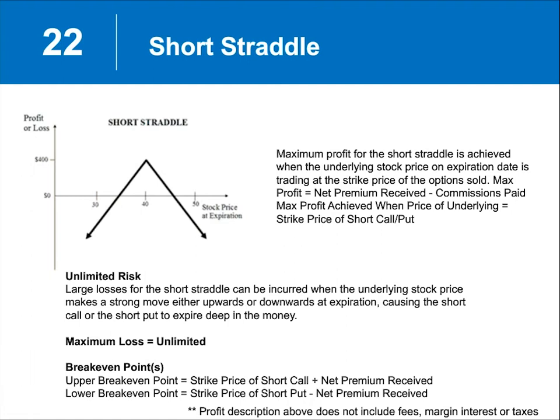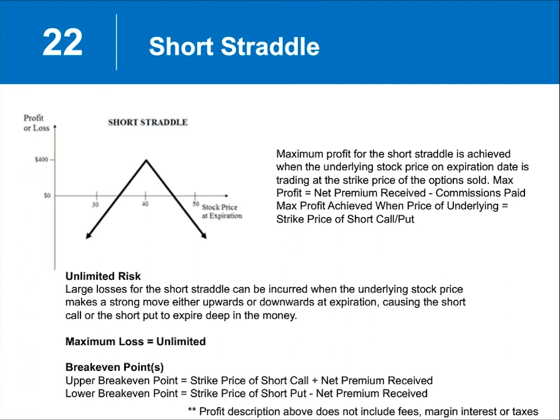Now with a short straddle and a short strangle, we're selling rather than buying. So we're selling a call and we're selling a put. When we sell a call and sell a put, we have two obligations. We have an obligation to sell the stock, and we have an obligation to buy the stock. And when you have an obligation to sell the stock, if you don't own that stock, you now have unlimited risk. So that short straddle, the call side carries unlimited risk.